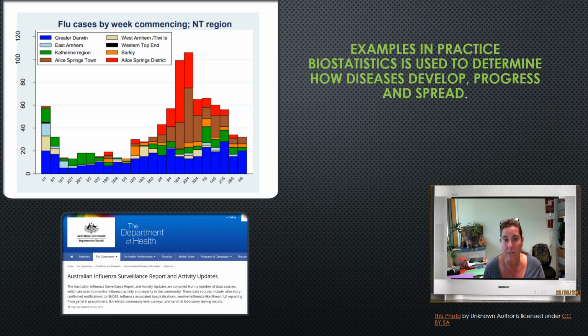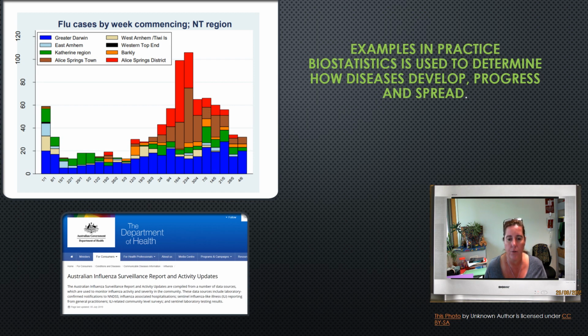Looking at examples in practice for biostatistics, we're looking again at studies used to determine how diseases develop, progress, and spread. The example that I've put up here comes from the Department of Health, and it's looking at flu cases by week commencing for the Northern Territory region. This is actually for this year, okay? It goes from statistics from January, the beginning of the year, right through to, I think, June or July this year. As you can see, there are categories of whereabouts in the territory the measurements are coming from, such as Alice Springs in the brown colour, or Greater Darwin region in the blue colour, for example.